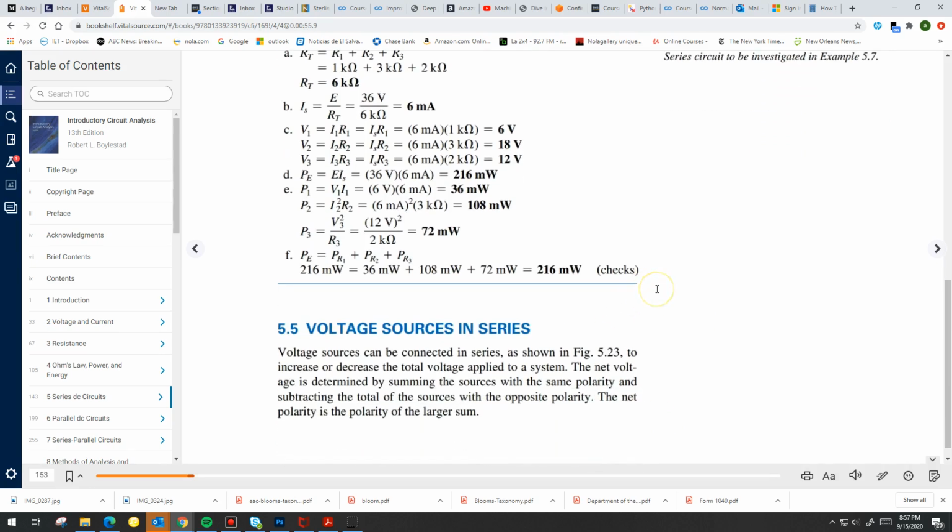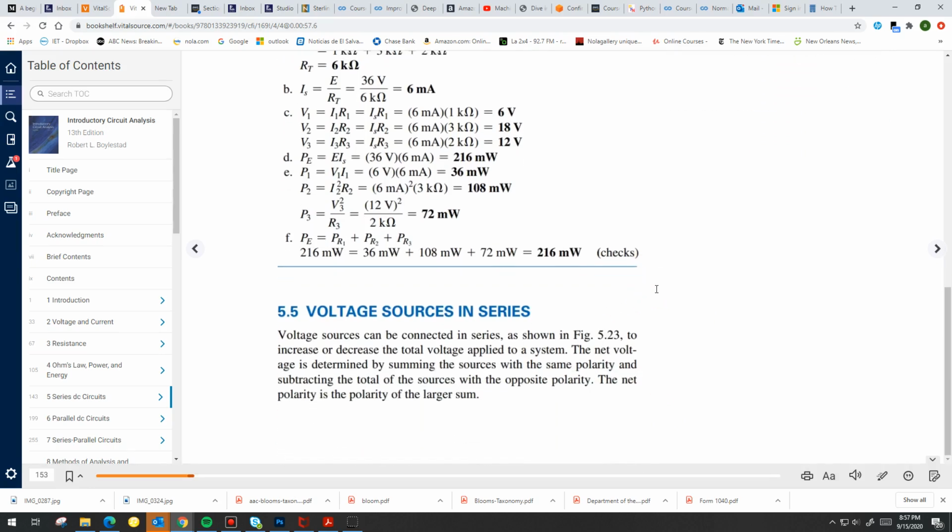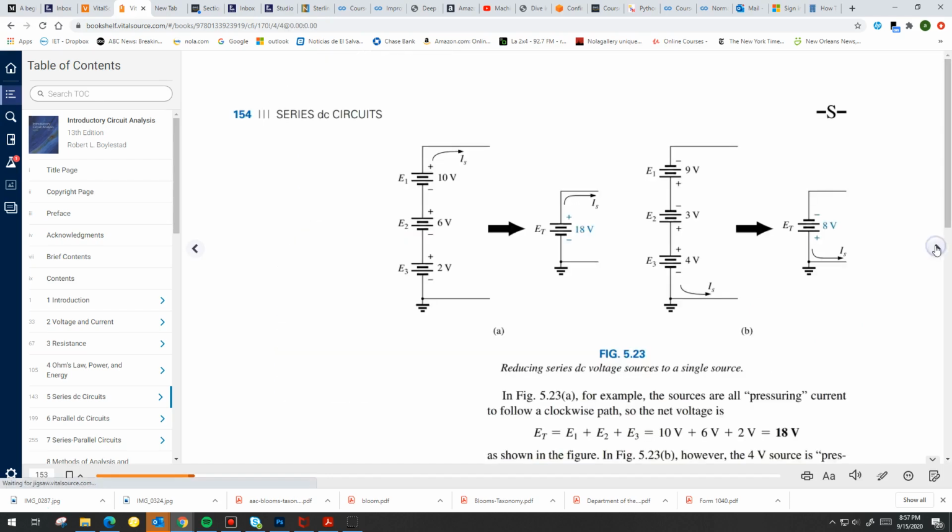All right. The next topic is voltage sources in series. Voltage sources in series can also be combined. Just like we can combine resistors, we can also combine voltage sources when they're connected in series, if we need to do so. For example, all you have to do is follow the polarity, right? Be careful that you follow the polarity.